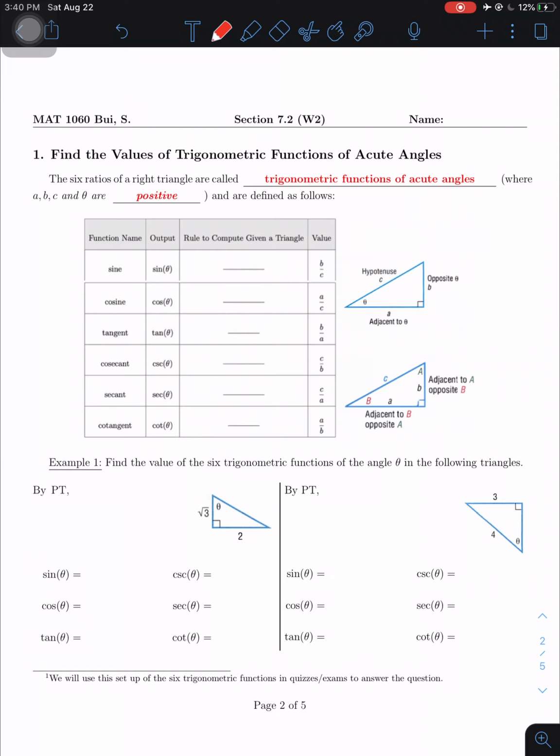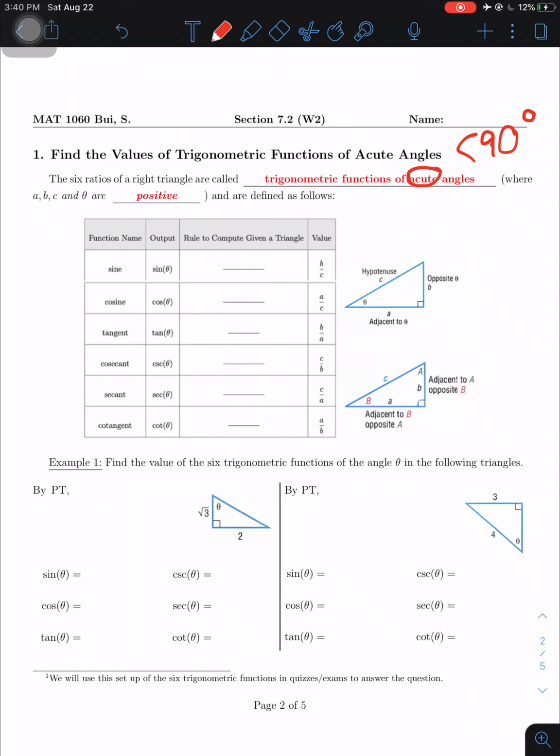Okay, so the 6 ratios of a right triangle, all 6 of them, we call them trigonometric functions of acute angles. And if you don't remember what acute angles are, let me remind you guys. Acute angles are the angles that have a measure less than 90. Okay, so let me put it down right here. This is less than 90 degrees.